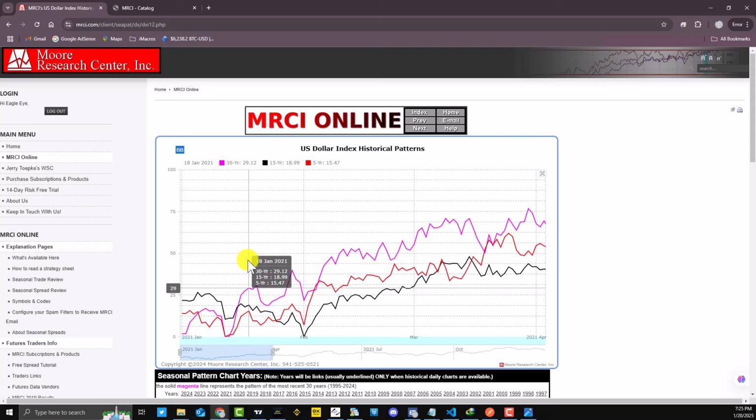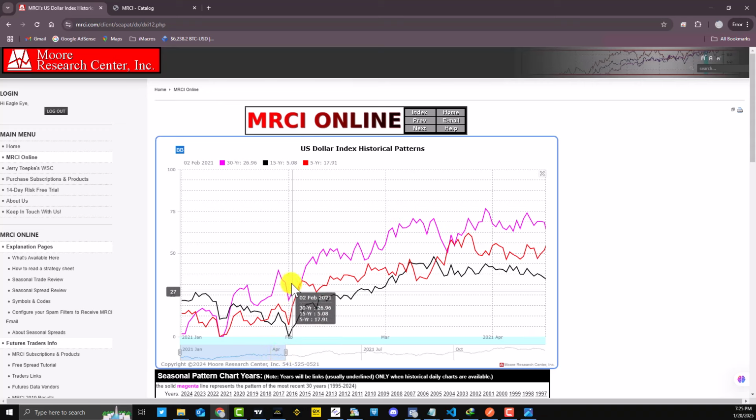Yeah, so I take a look at the 30-year, the 15, and really look at the 15. Let's take a look at the month of February to March on this chart. You can see that for the 15-year, it's bullish in February. For the 5-year, it's bullish. And then for the 30-year, it's also bullish, which tells us that in the month of February to March, we should expect a higher tendency for the dollar index to rise or to be bullish. Okay, this is what it tells us.